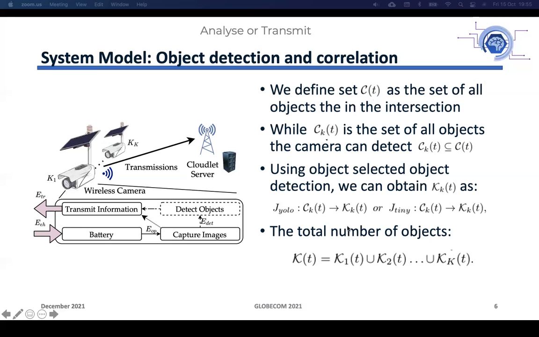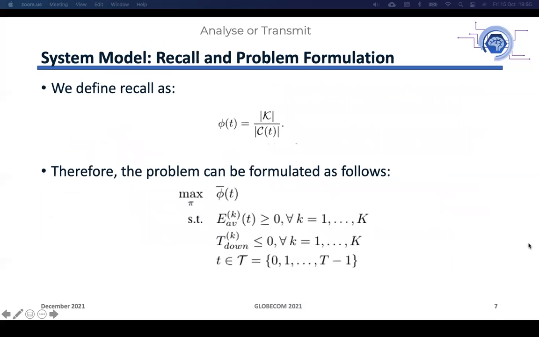The reason for that is that with tiny models, when we use them on the device, we usually detect fewer objects. And of course, the total number of objects that the system detects is the union of the objects that all cameras detected. So this gives us a very simple way to define recall. It's the number of all objects that we detected, the set K, divided by the ground truth, set C. So the length of both sets.